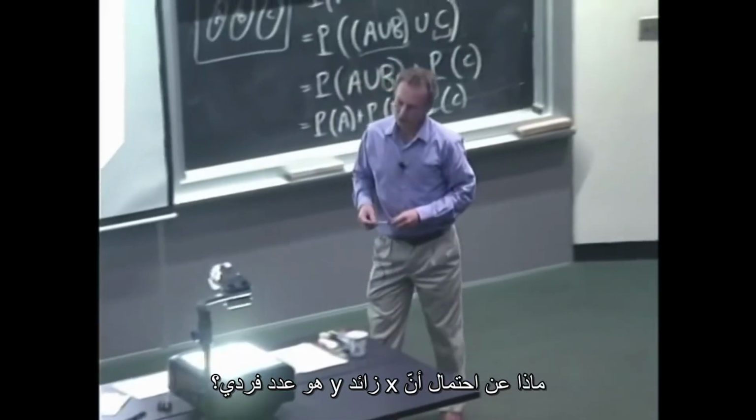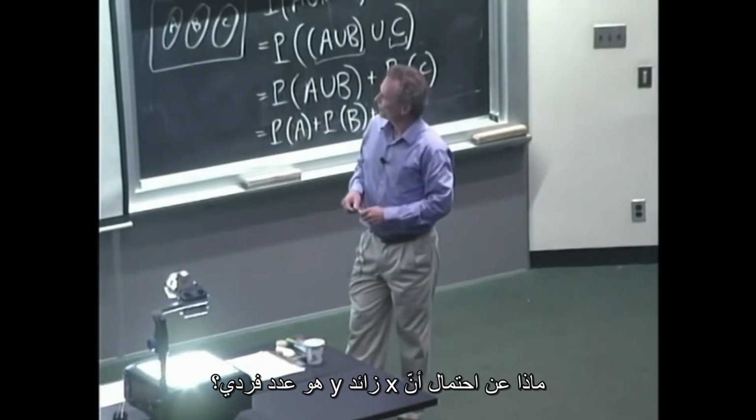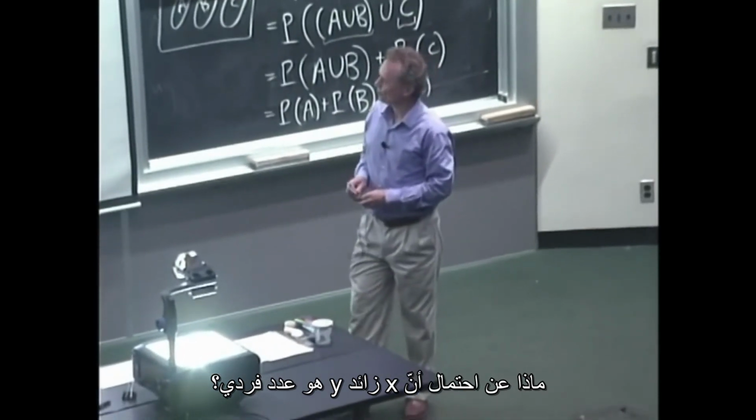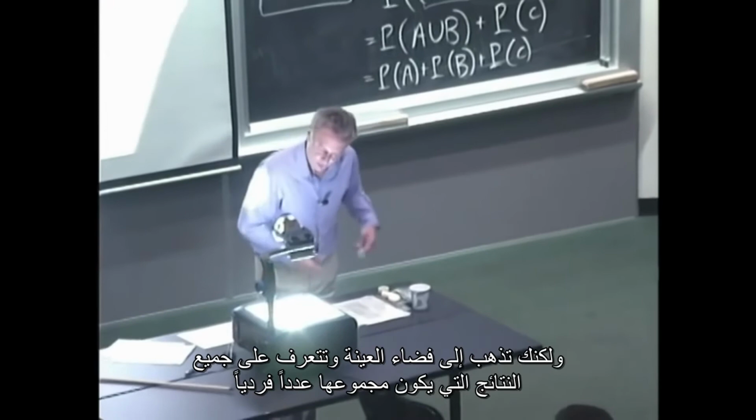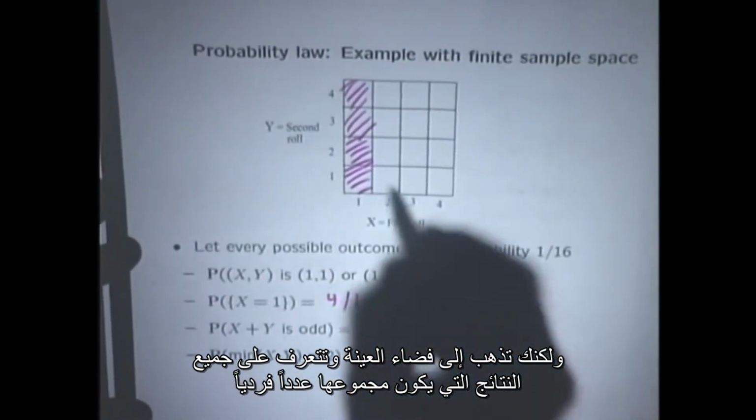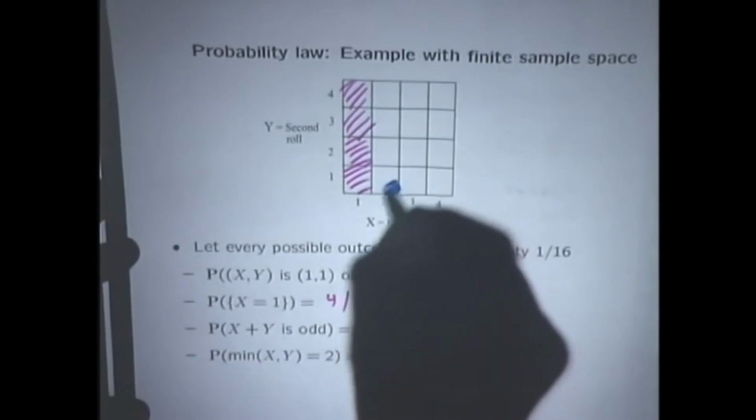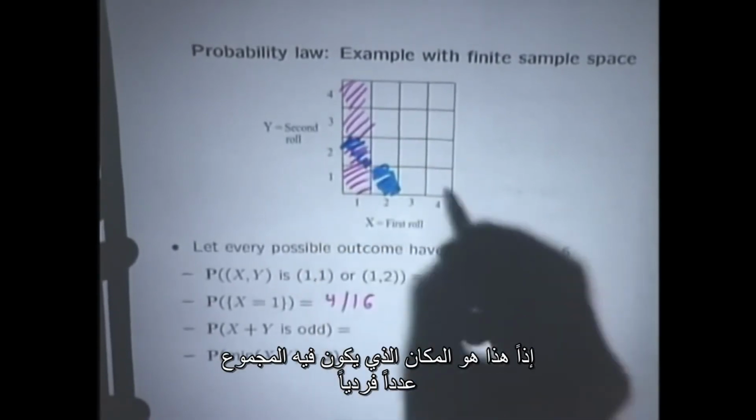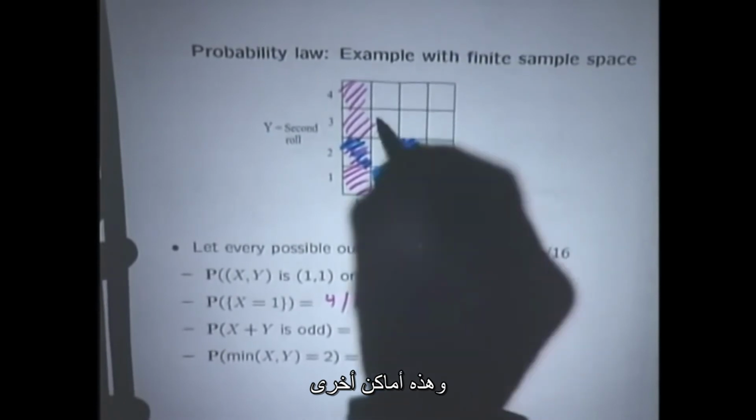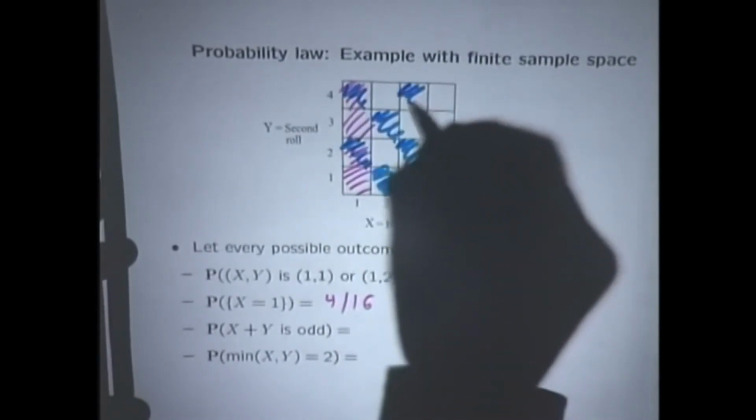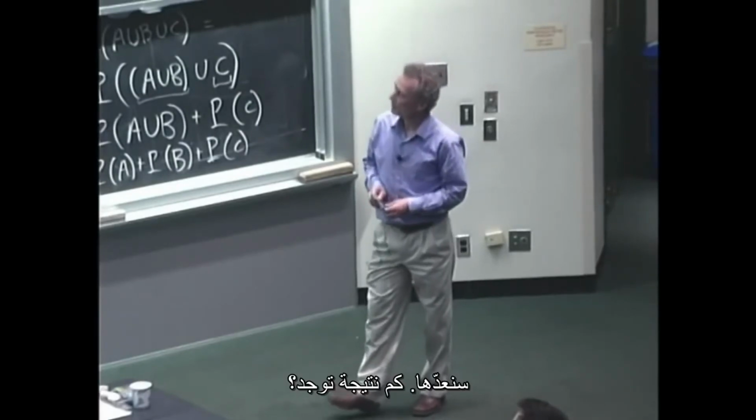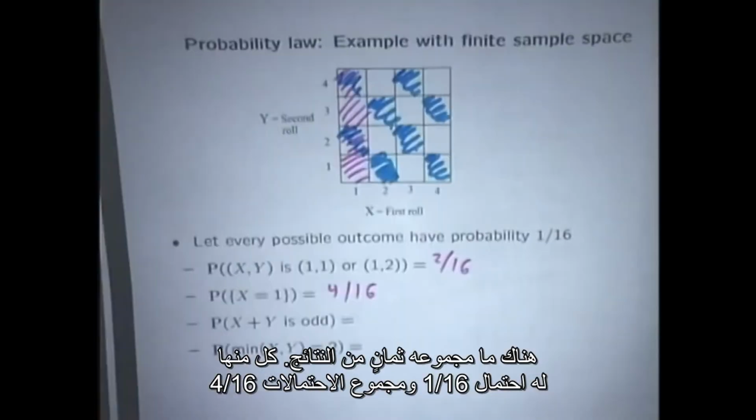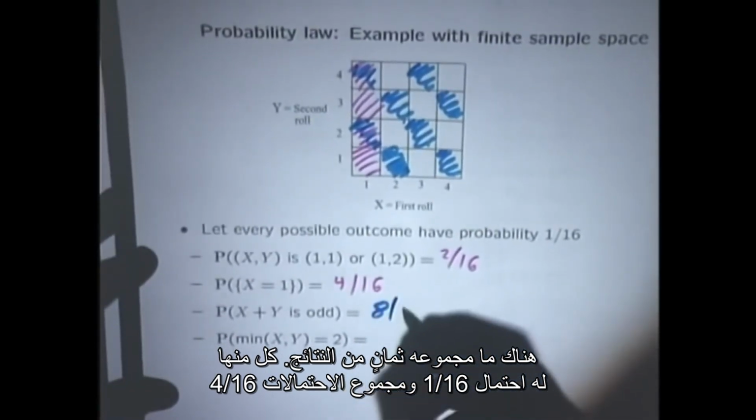Okay. How about the probability that X plus Y is odd? Okay, that will take a little bit more work, but you go to the sample space and you identify all the outcomes at which the sum is an odd number. So that's a place where the sum is odd. These are other places. And I guess that exhausts all the possible outcomes at which we have an odd sum. We count them, how many are there. There's a total of 8 of them. Each one has probability 1 over 16. Total probability is 8 over 16.